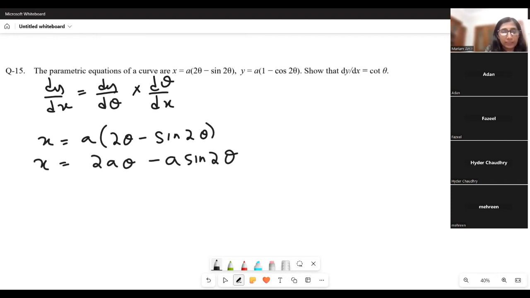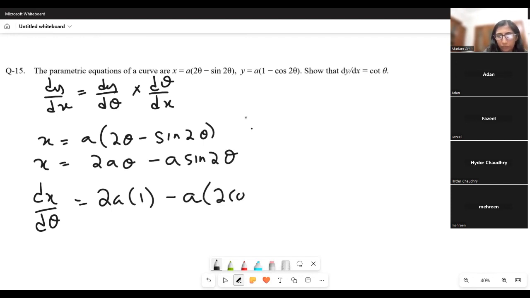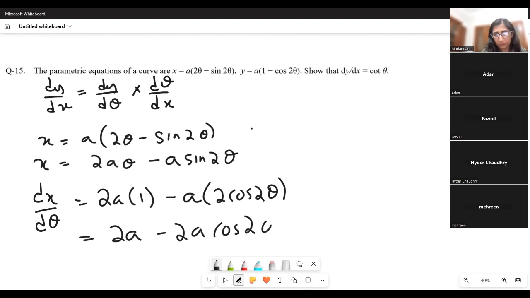Okay. So let's find dx over d theta. 2a is a constant, it's still 2a, and the derivative of theta with respect to theta is 1. Minus a, now differentiate sine 2 theta, that's going to be cos 2 theta times 2. So 2 times cos 2 theta. So we're getting 2a minus 2a cos 2 theta. So let's go check that.